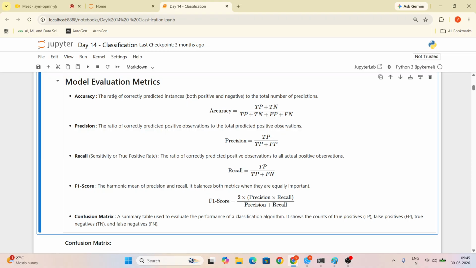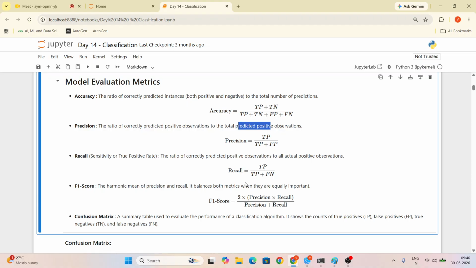So then only, read it well. It is the ratio of correctly predicted instances. It may have positive or negative, but precision has only positive observations, divided by actual positive and predicted positive. Have you got my point, Gautam?